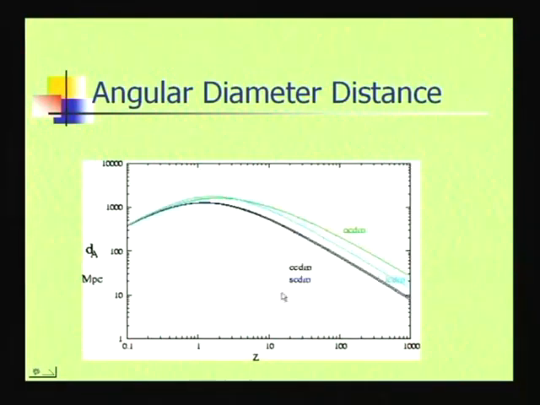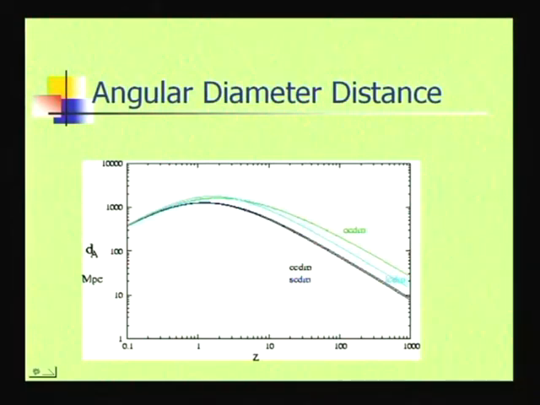This shows you the same thing on a log-log scale over a large range of redshifts. As you keep on increasing the redshift, this falls off further and further. Okay. So, we have seen how the angular diameter distance behaves. Now, next we shall consider the behavior of the luminosity distance.